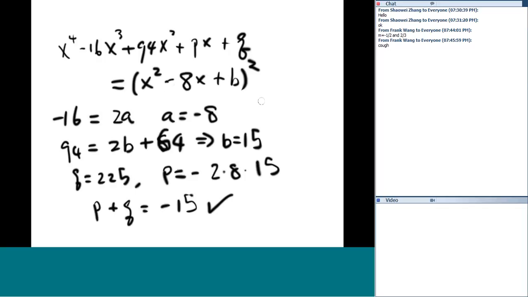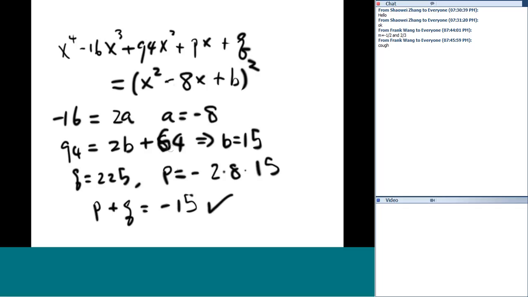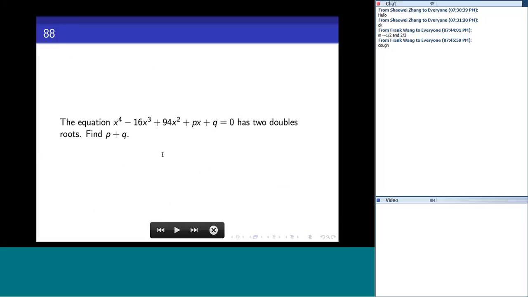Yeah, you have many ways to do it. You don't have to do it that way, but this way turns out to be much faster than the way I did it. Okay. Yeah, same with me.